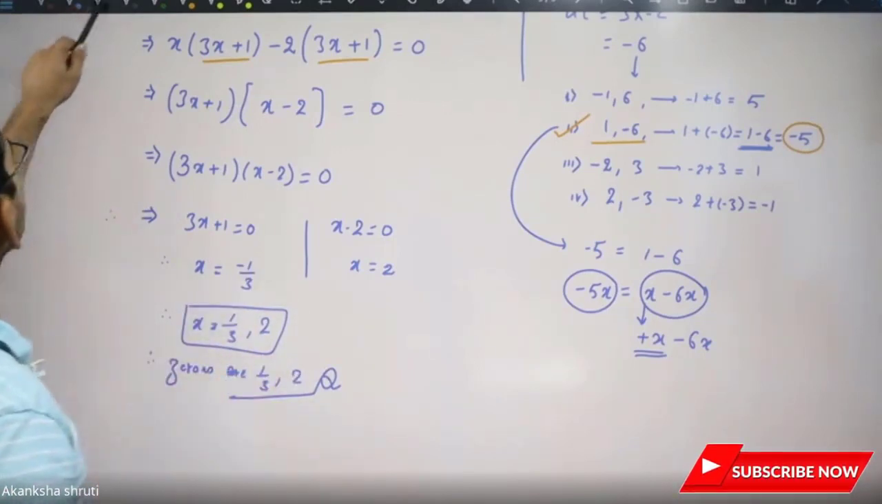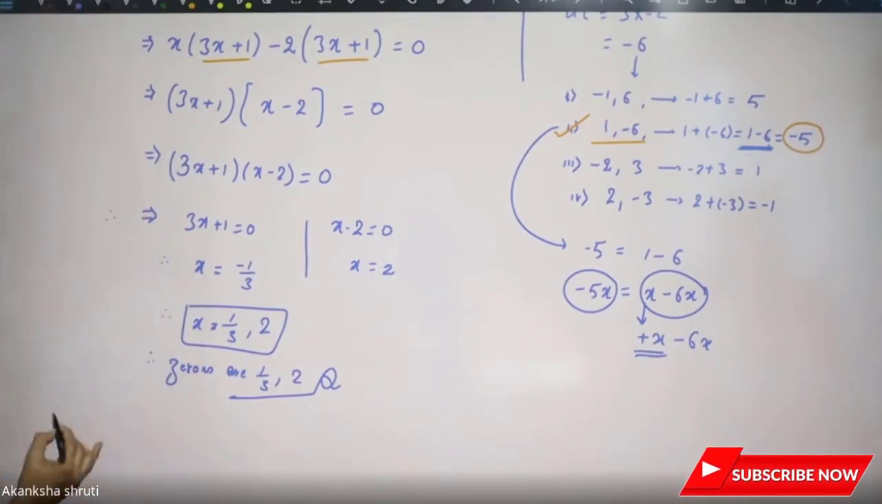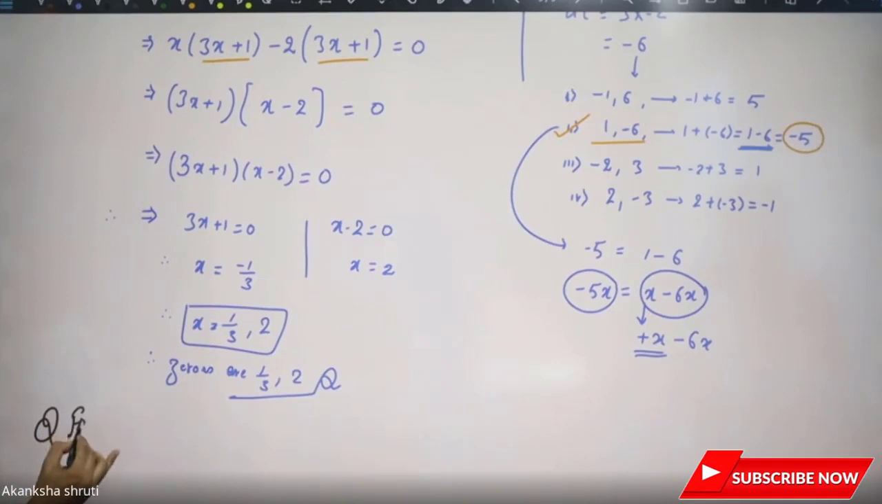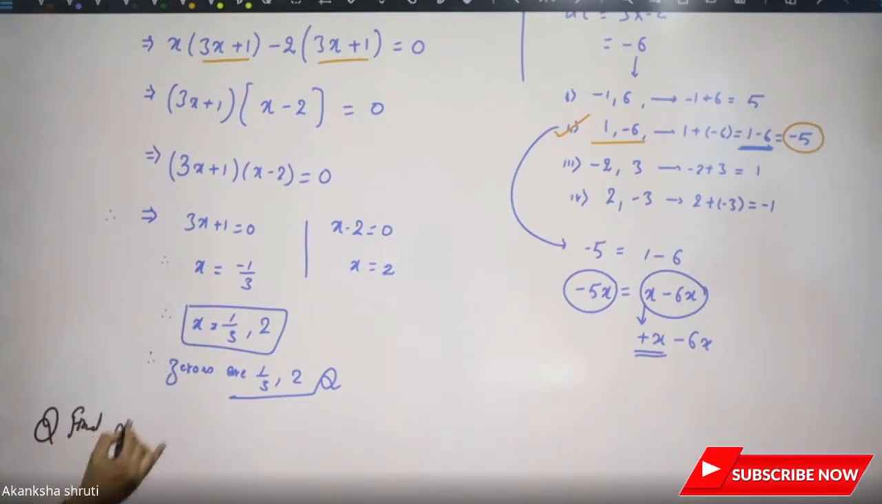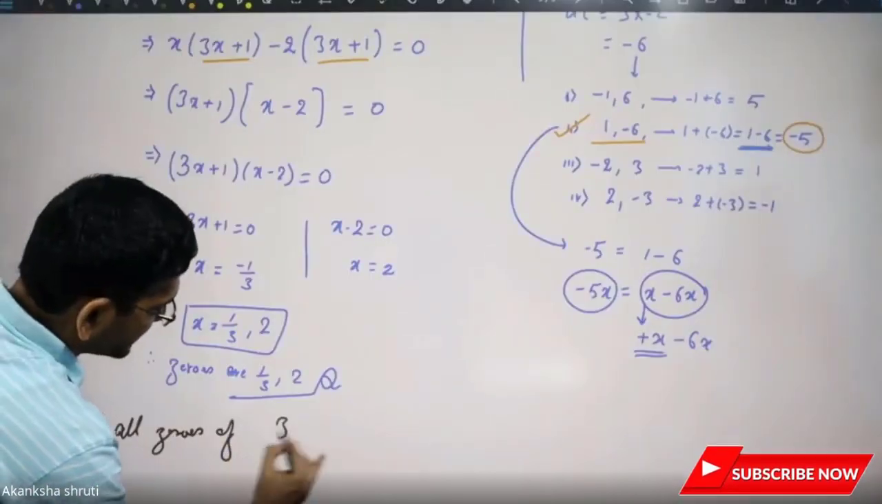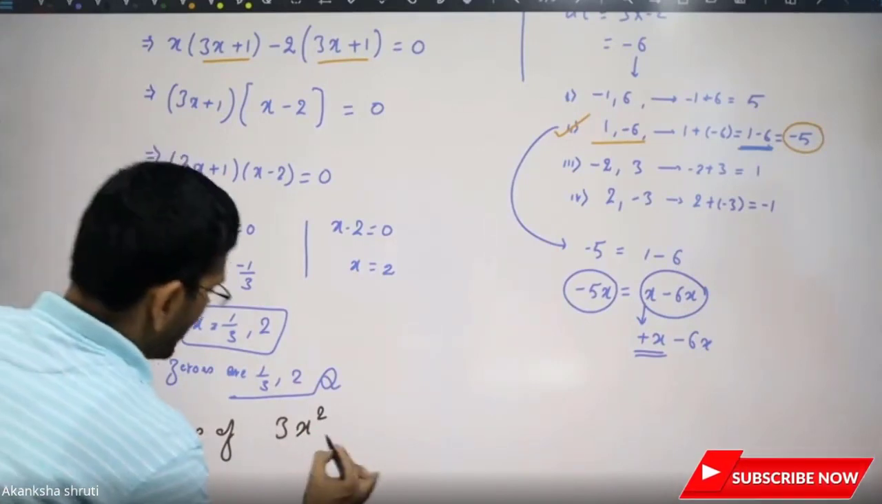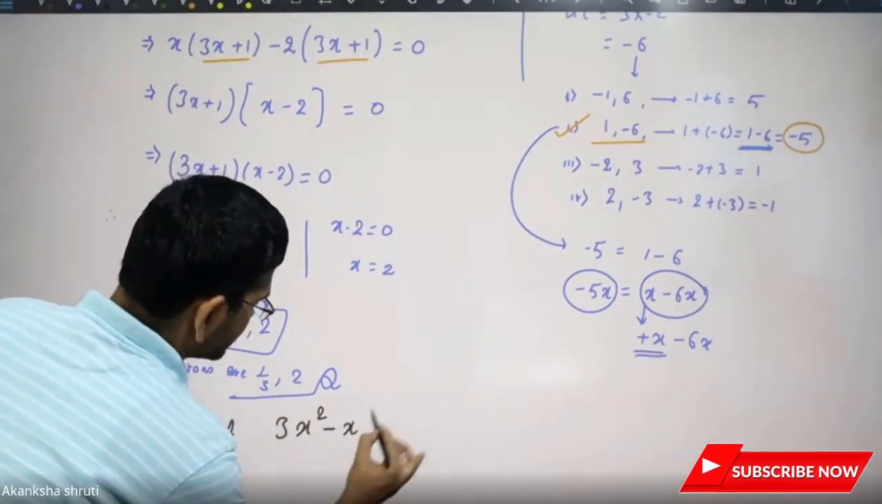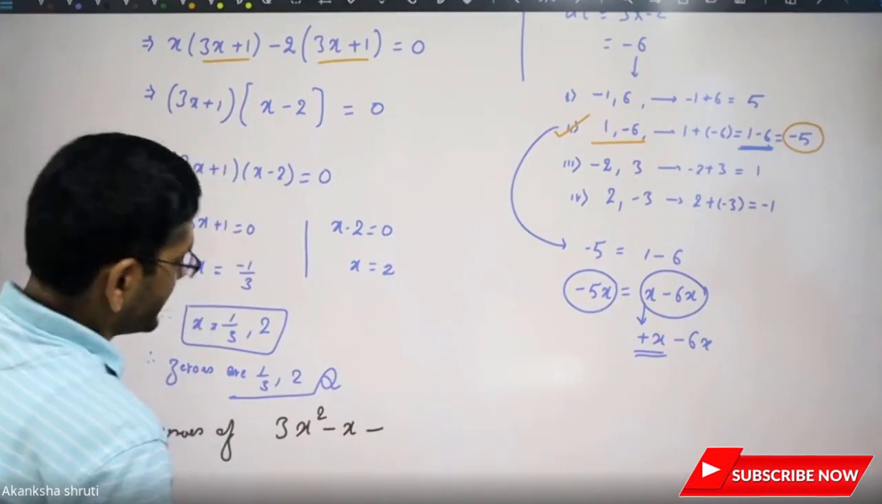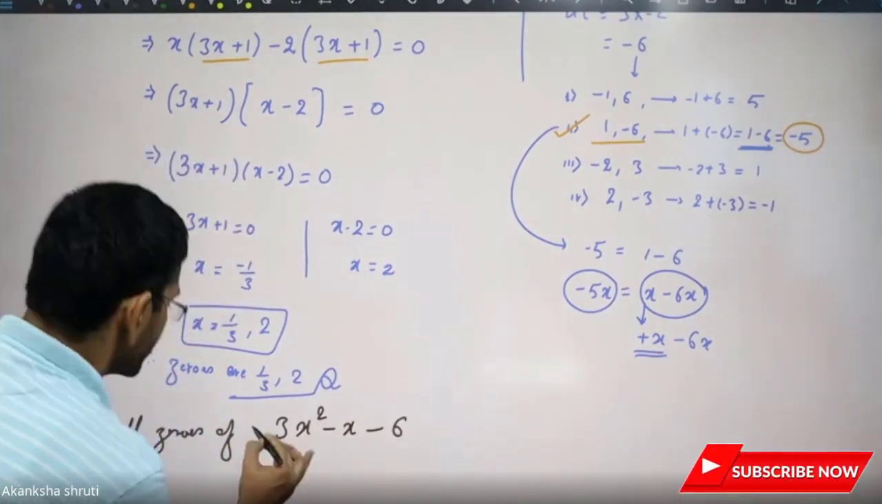Student, now you people please tell me one more question, or you people please find all zeros of say 3x square minus of x minus of 6. Yes, student, find it.